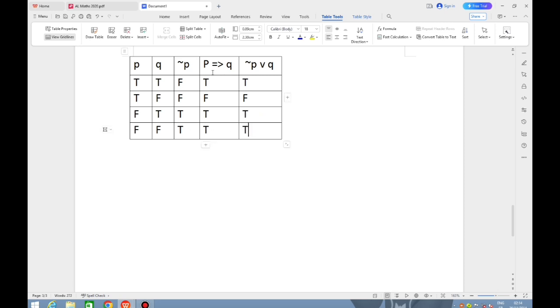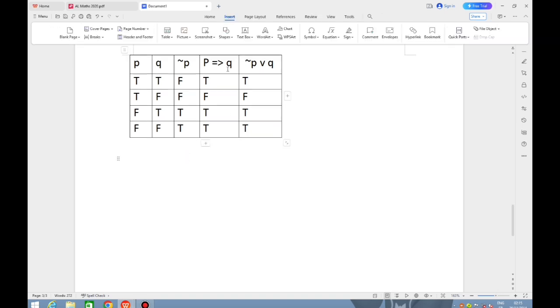Now, if you look at this, you see that P implies Q and the negation of P or Q, their respective entries are the same: true, true, false, false, true, true, true, true. From here, we can conclude that P implies Q is logically equal to the negation of P or Q, as required. So that's it for question 3 Roman 1.